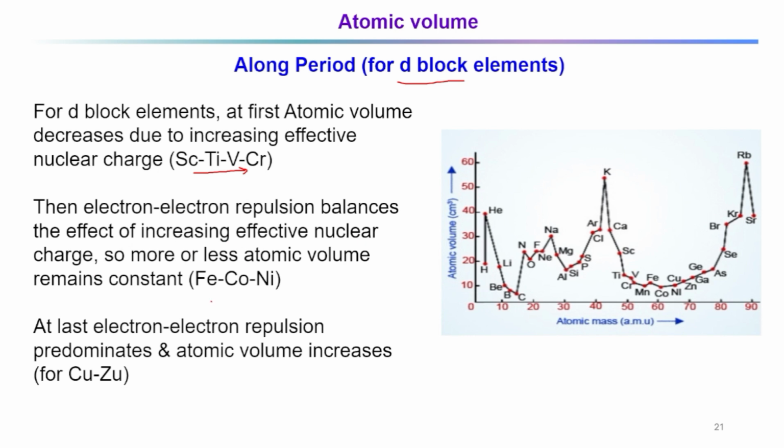Now if you put more and more protons and electrons, going from iron to cobalt, nickel, at that time the electrostatic attraction is also increasing, and at the same time electron-electron repulsion is also increasing. So both factors are balancing each other. If you see it again, because of the electrostatic attraction it wants to come this side, and because of the electron-electron repulsion it wants to go to the outer side. Those two magnitudes are almost the same, so the effects cancel each other. And at the last, electron-electron repulsion predominates and atomic volume increases for copper and zinc. Sorry, this will be zinc.